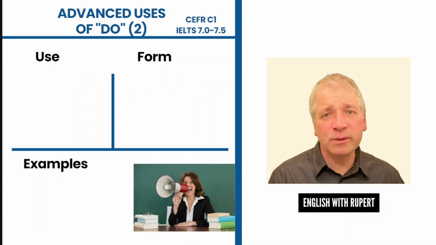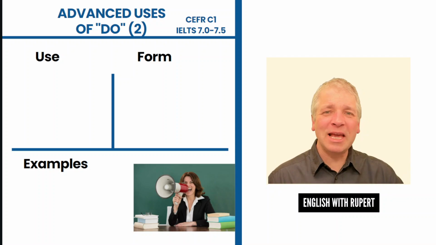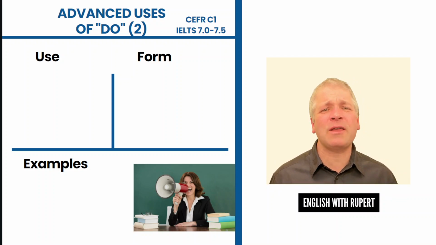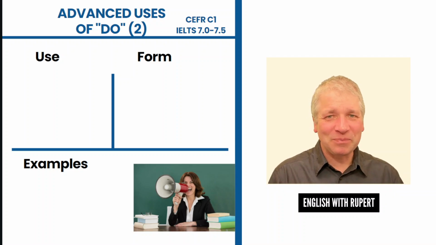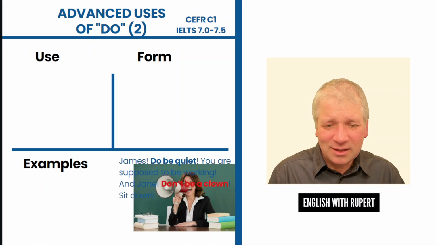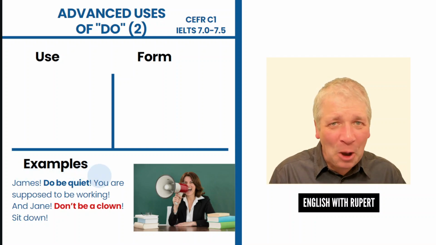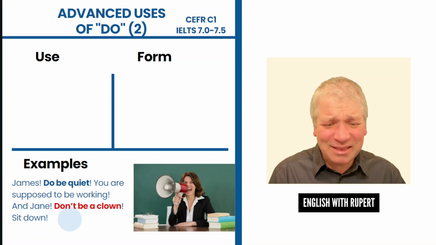Let's look at the second advanced use of do. Have you ever seen a teacher like this? A teacher who looks like they've had a hard time dealing with their students. This teacher might say things such as, James, do be quiet. You are supposed to be working. And Jane, don't be a clown. Sit down.